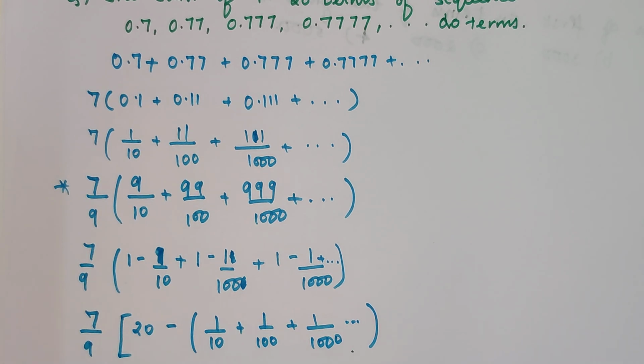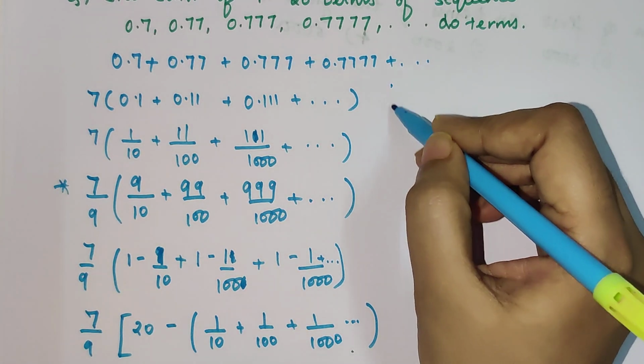Now if you see, this is a geometric progression, where the ratio is 1 upon 10, because if you divide 1 upon 100 by 1 upon 10, you will get 1 upon 10. Similarly, if you divide 1 upon 1000 by 1 upon 100, you will still get 1 upon 10.